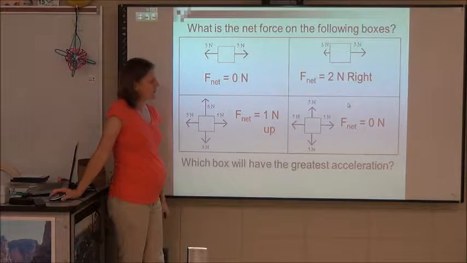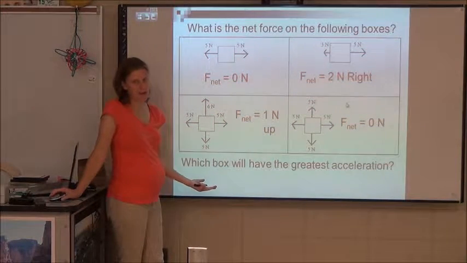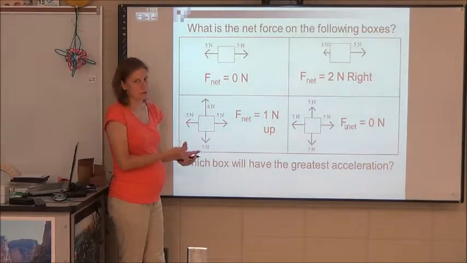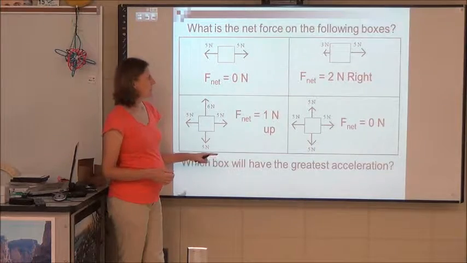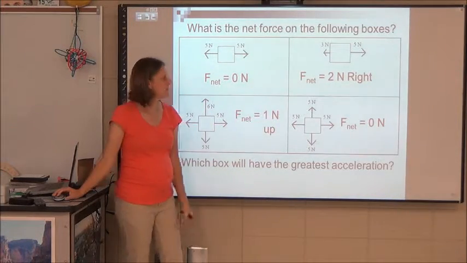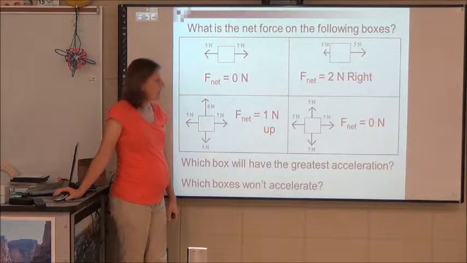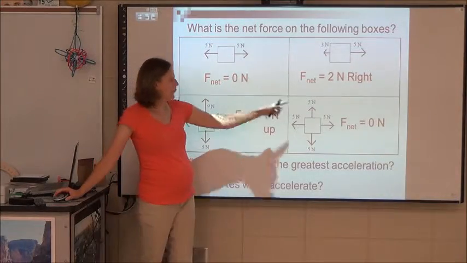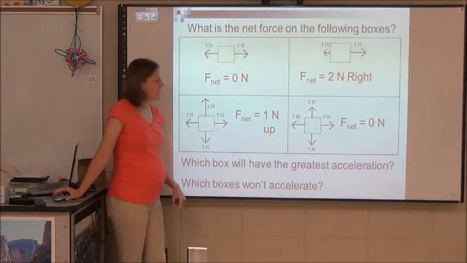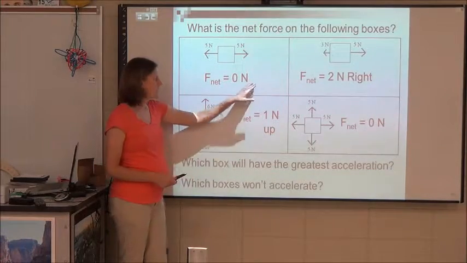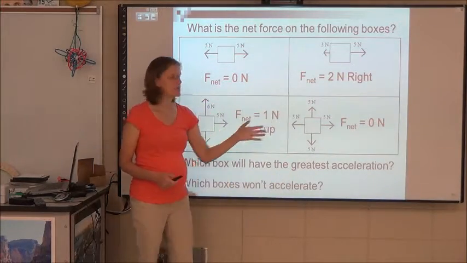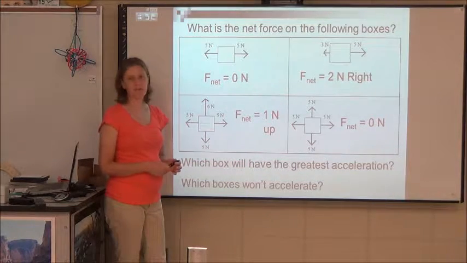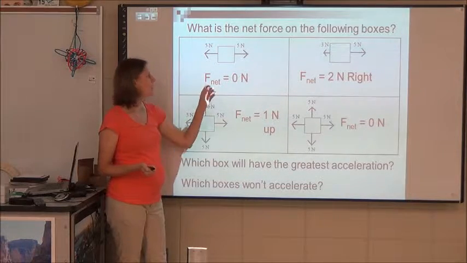So which box will have the greatest acceleration? That's getting into Newton's second law, F equals ma. Bigger the force, bigger the acceleration, assuming mass is the same. But the biggest acceleration would have to be top right, because it's got the biggest force. And then which boxes won't accelerate would be the ones with 0 net force. Now, just be careful. Just because these two won't accelerate doesn't mean they have to be still. That's a common misconception I see. That would be an easy, typical case where something is at rest.